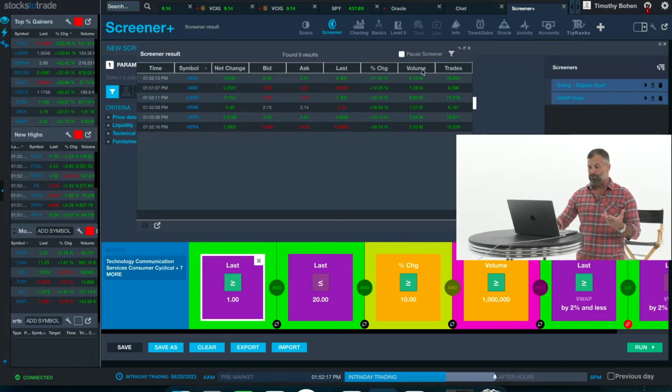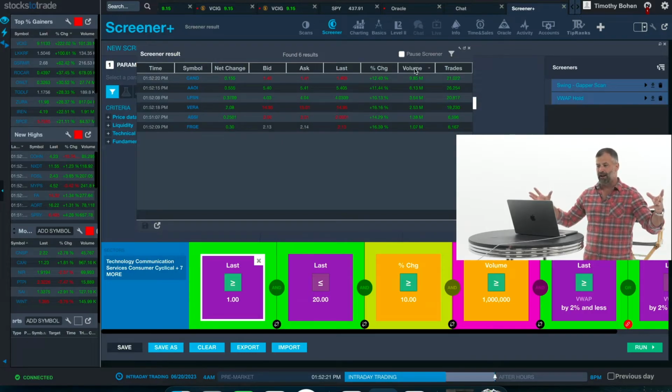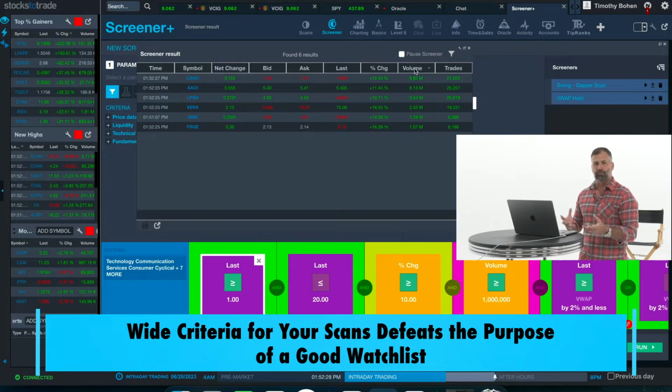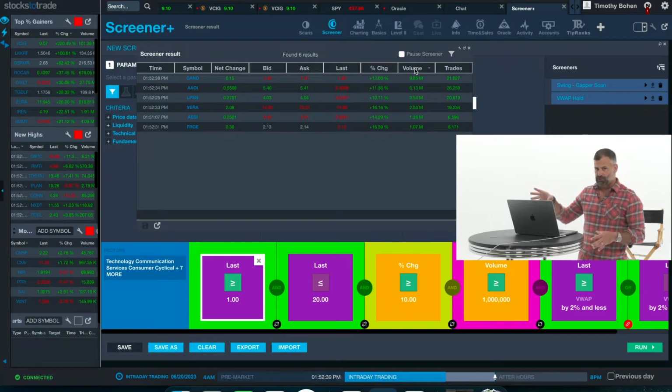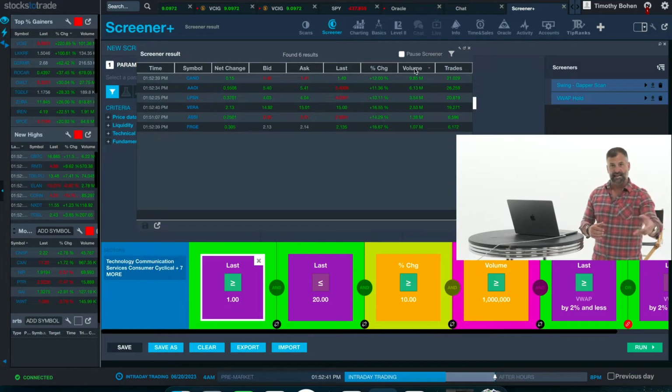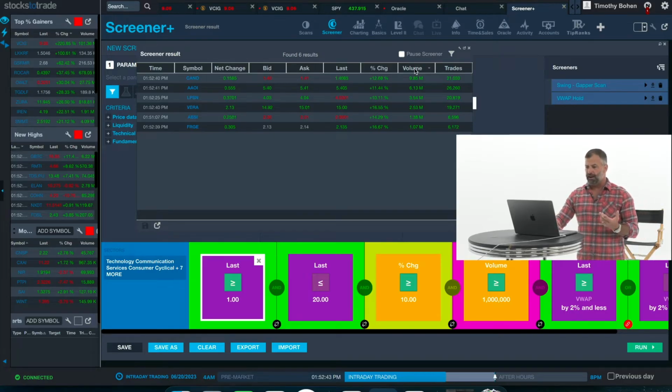Something that a lot of people will screw up on scans is they'll have very wide criteria, and because of that, you catch 50 or 100 stocks. Well, that defeats the whole purpose of a screener or a scanner. The whole point of a scanner is to give us a manageable number of stocks that we can go through and look at and say, okay, what's the news? What's going on with this stock? What's the sector, et cetera, et cetera.